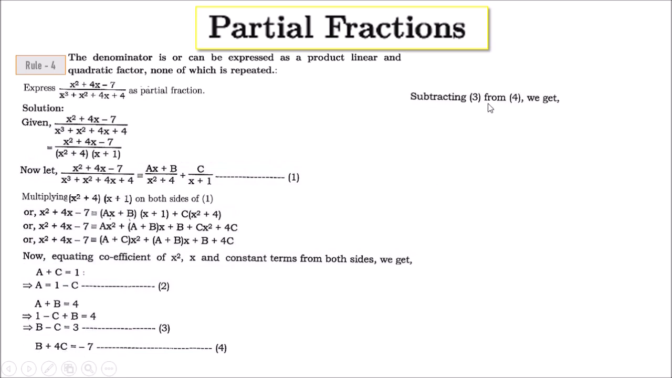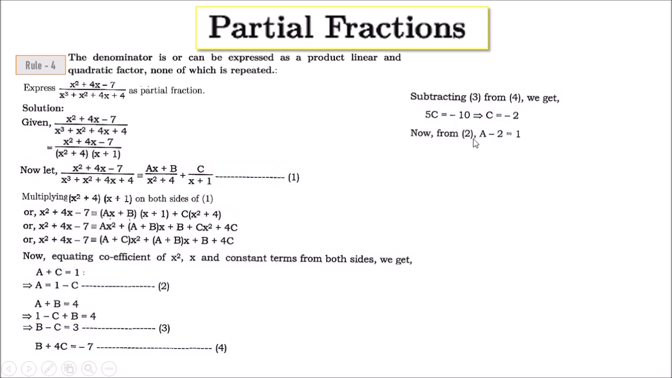Now subtracting 3 and 4, if you subtract it, as these two have the same alphabets, b and c, b will be gone, so it will be 5c equal to minus 10, that equal to c equal to what? Minus 2. So we'll get the value of c equal to minus 2.